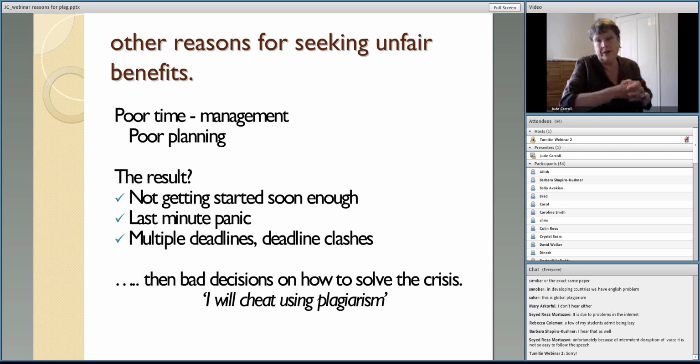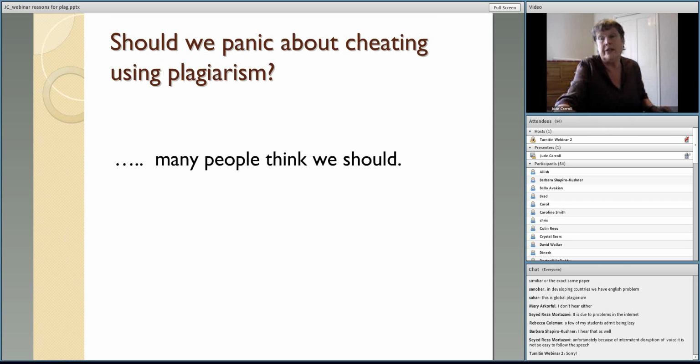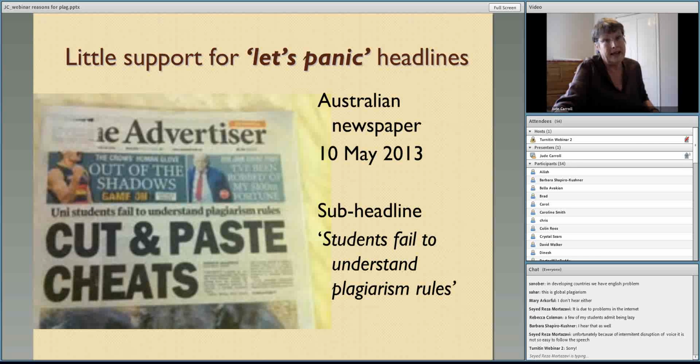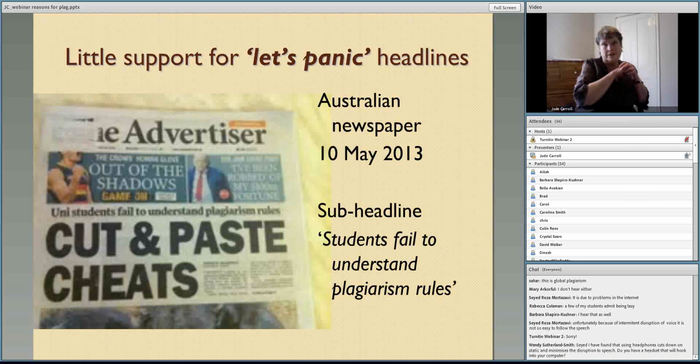And all of these, plus bad decision making by students, lead to cheating. Now, should we panic about cheating using plagiarism? Loads of people think that we should. Here's a newspaper article. This one actually comes from an Australian newspaper. This was the 10th of May in this year. And those of you who can't see the subheadline, it says, "Students fail to understand plagiarism rules."